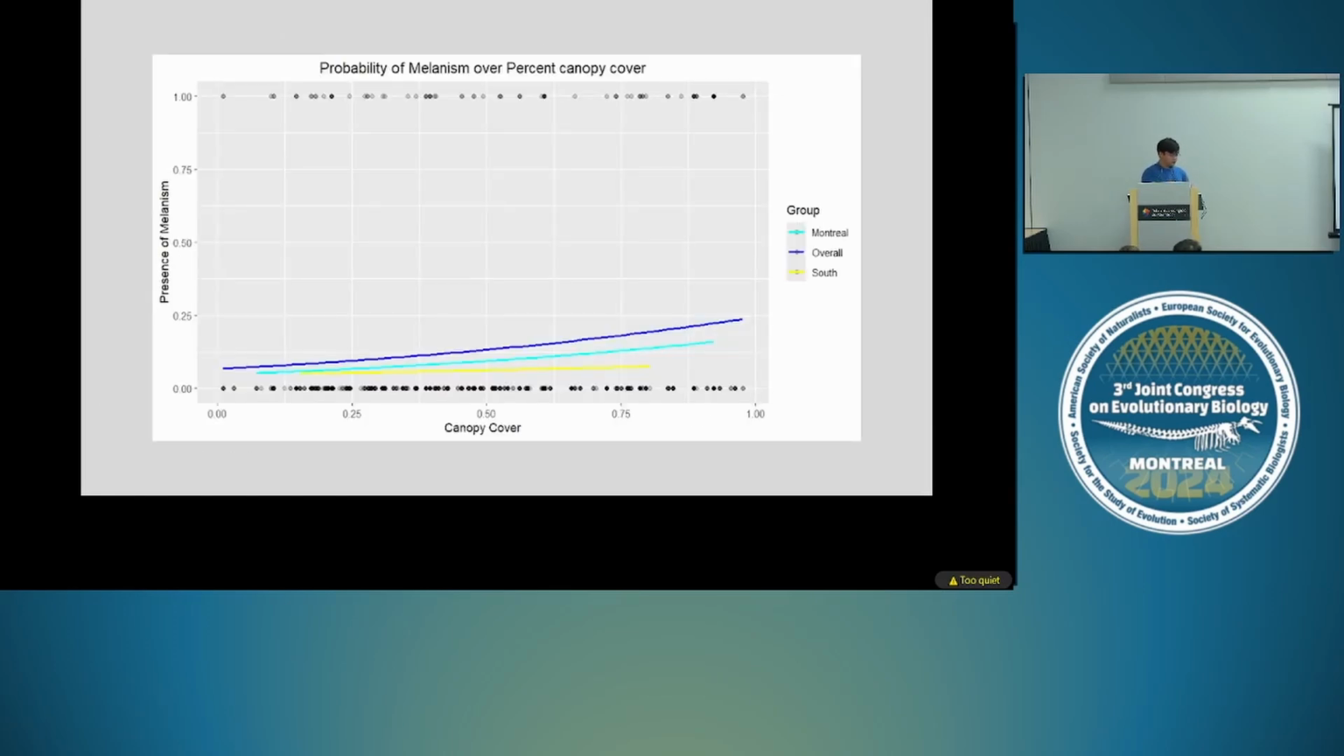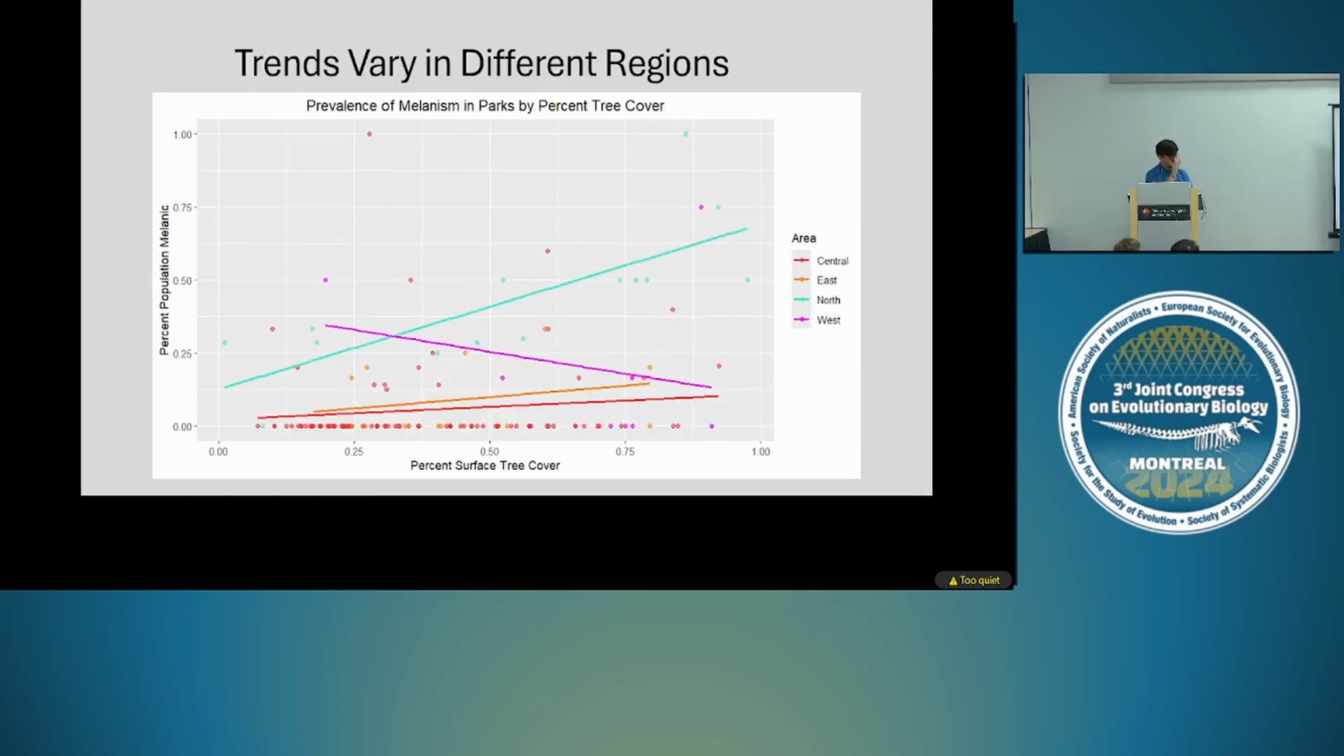So if we look at divergences between other environmental factors, such as canopy cover, like how much of the park is covered in trees, once again we see that overall there is a pretty solid increase in melanism where there is more trees, but in Montreal that effect is a lot weaker, and in the South Shore where there's a lot less of them, there is not that strong of a relation.